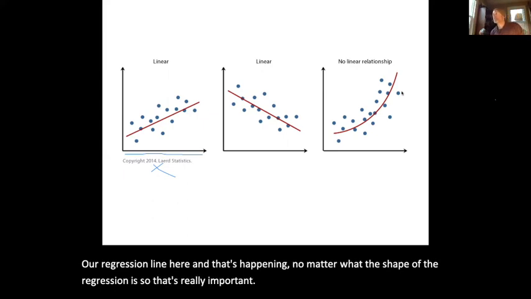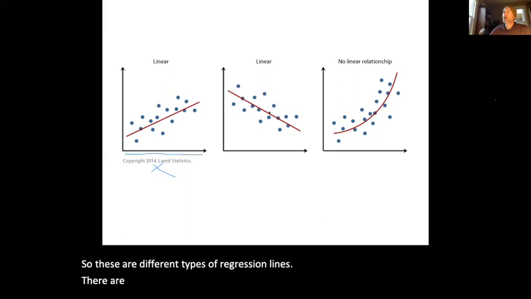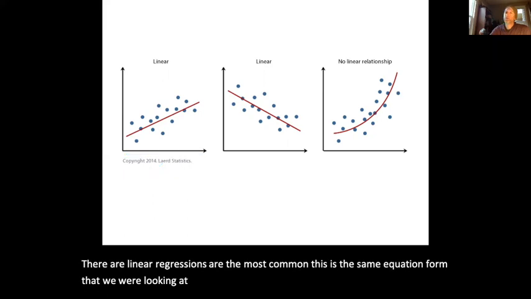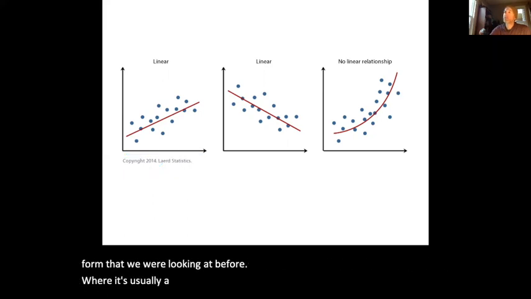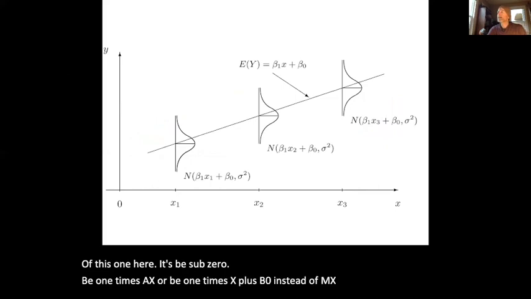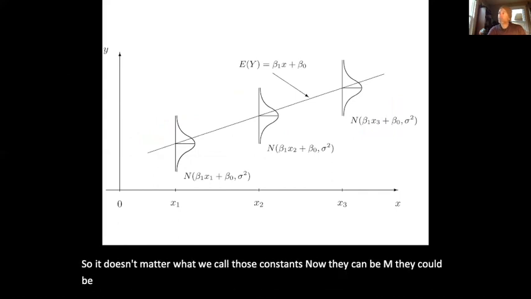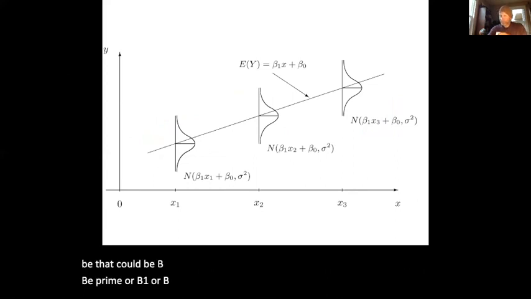So these are different types of regression lines. Linear regressions are the most common. This is the same equation form that we were looking at before, where it's usually y equals mx plus b, or in the case of this one here, b sub 0 plus b1 times x, instead of mx plus b. So it doesn't matter what we call those constants. They could be m, they could be b, they could be b prime or b1 or b naught, as they are here.